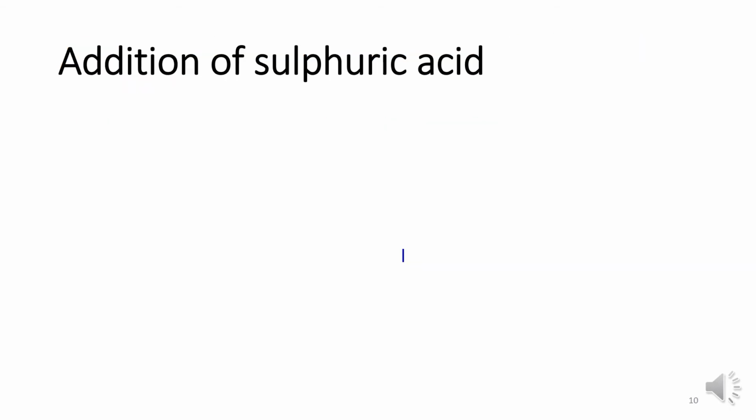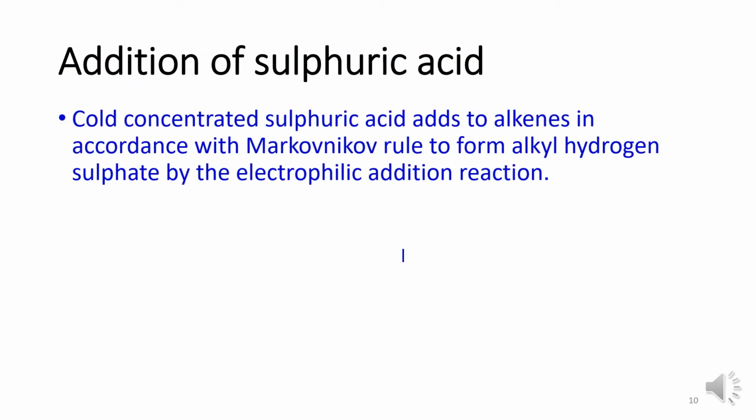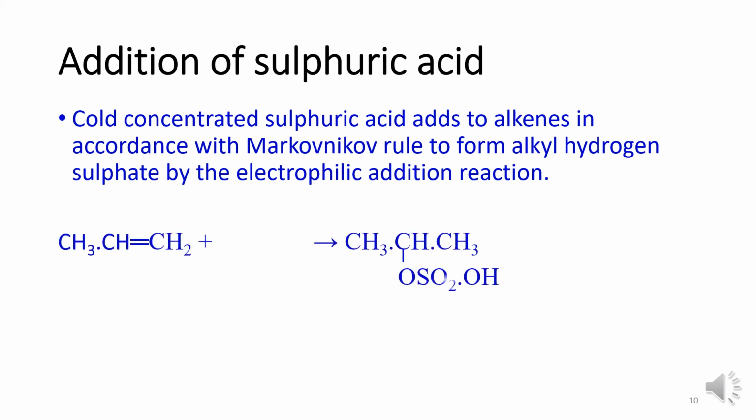Now addition of sulfuric acid. Cold and concentrated sulfuric acid adds to alkene in accordance with the Markovnikov rule. And what will happen in this reaction? This is the propene, this is the sulfuric acid structure. The hydrogen sulfate group will be bonded to that carbon atom where there is less number of hydrogen atoms, and the other carbon atom will be bonded with the hydrogen atom which is coming from sulfuric acid.